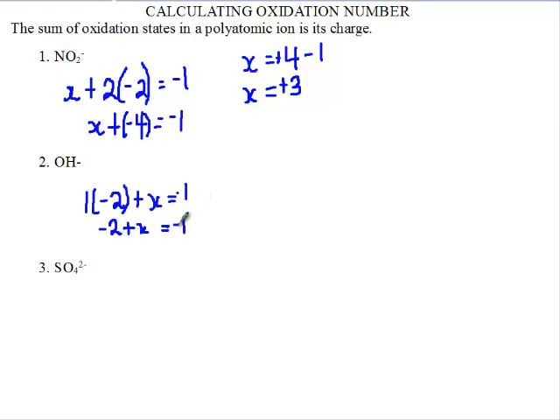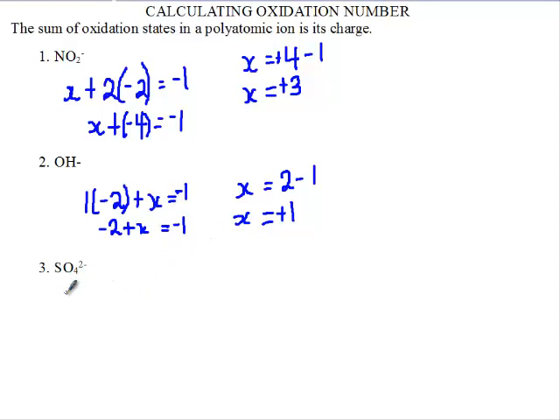When minus 2 crosses the equal sign, we're going to have X is equal to 2, because the minus 2 will become a plus 2. And then there was already minus 1 there. And that will give us X is equal to plus 1. So the oxidation state of hydrogen in hydroxide is plus 1. Remember, we always equate to the charge.